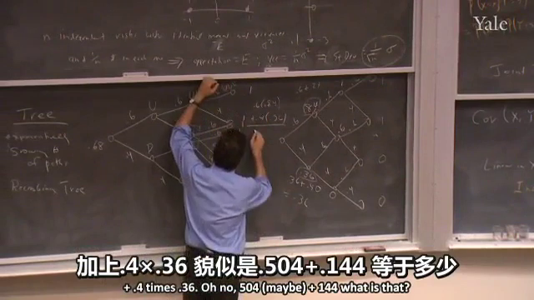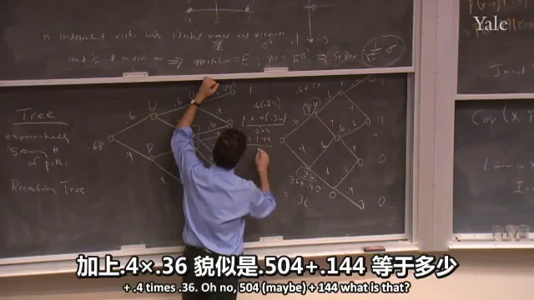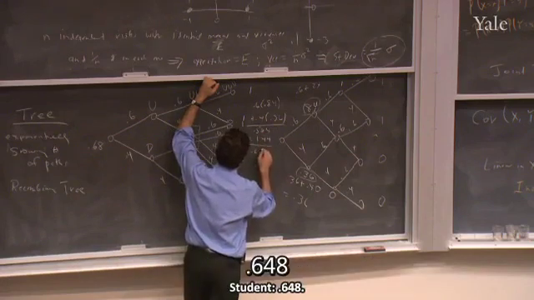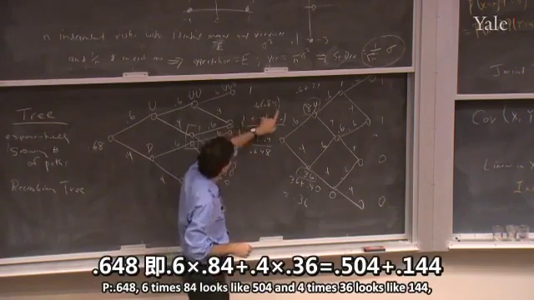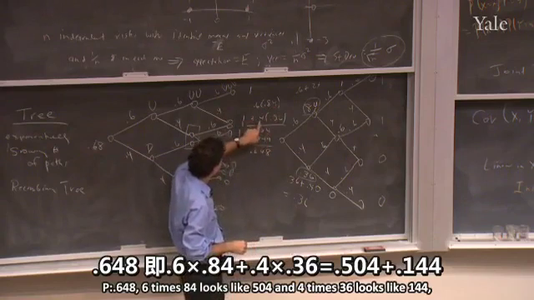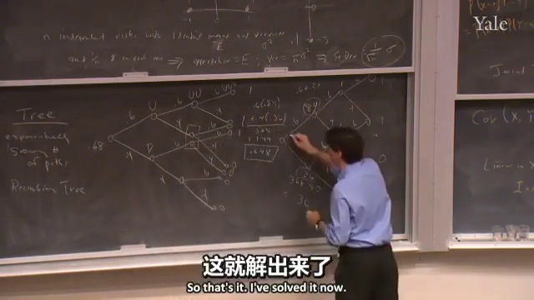Let me compute that. 504 maybe plus 144. What is that? 0.648. 6 times 84 looks like 504, and 4 times 36 looks like 144. So it looks like 0.648. Okay, maybe that's what you said. So that's it. I've solved it now.